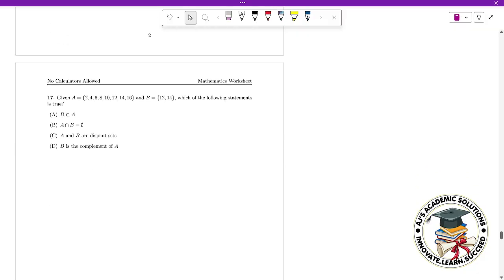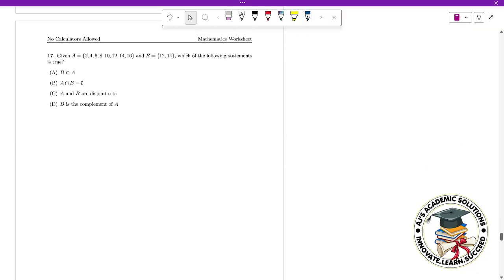Moving down here, we have: given the set A is equal to 2, 4, 6, 8, 10, 12, 14, 16, and the set B is 12, 14. Which of the following statements is true? The first one: B is a proper subset of A; A intersect B is equal to a null set; A and B are disjoint sets; and B is a complement of A.